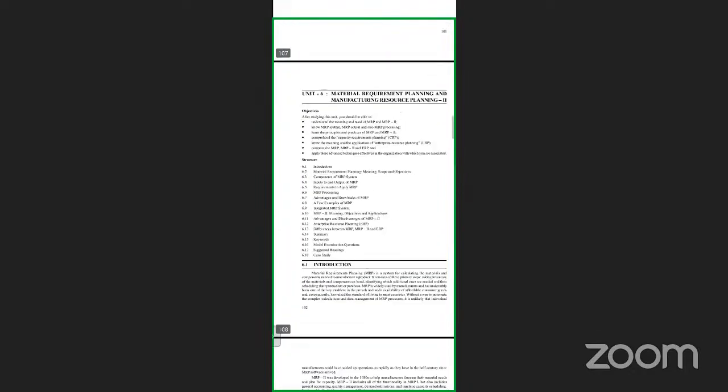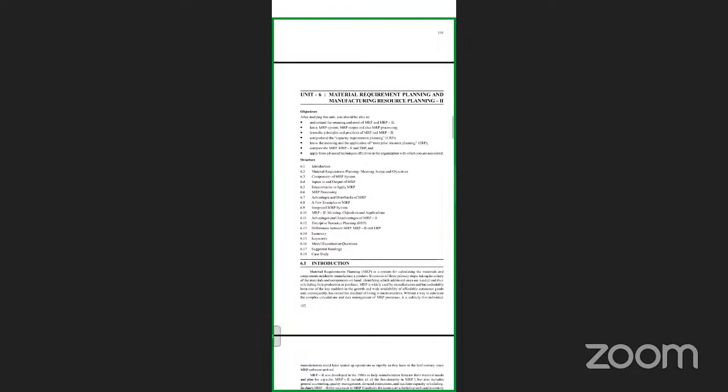Next, we move to material requirement planning and manufacturing resource planning. Material requirement planning is MRP, and manufacturing resource planning is also MRP. So let us understand. Till now we have understood the tools that are available for barcoding or different tools for designing a product. Now let us see what is material requirement planning and manufacturing resource planning.